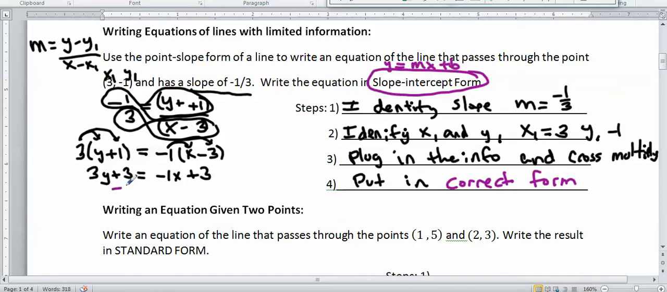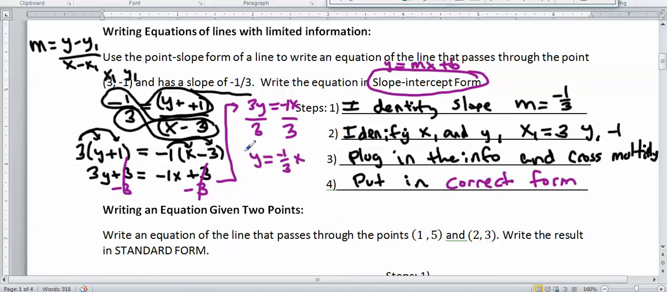So I'm going to subtract 3 from both sides to get rid of that. Okay, and what I'm left with, I'm going to move this up here. We get 3y on this side because those cancel out, and this 3 cancels out, so I'm left with 3y is equal to negative x, and then divide both sides by 3 to get the y by itself. So I end up with y is equal to negative 1/3 x in slope-intercept form.